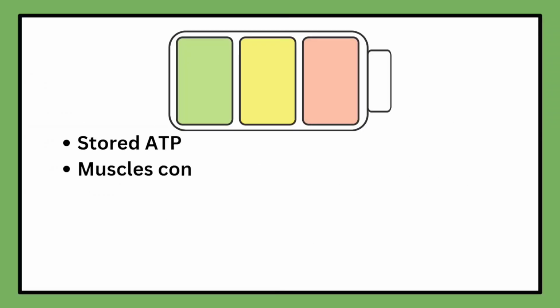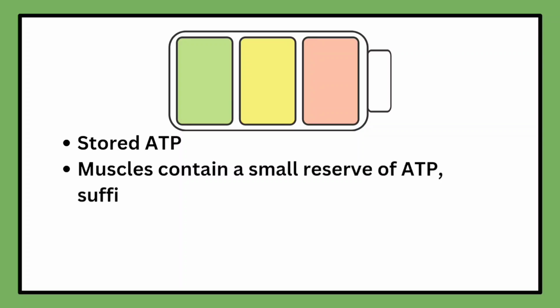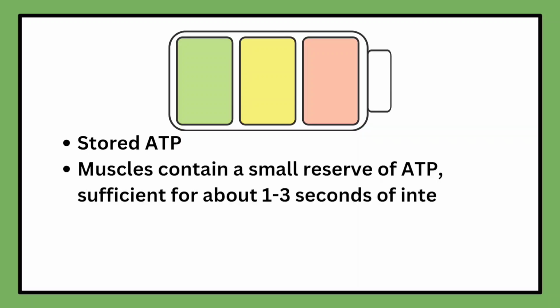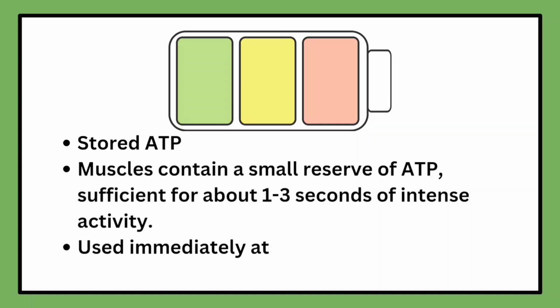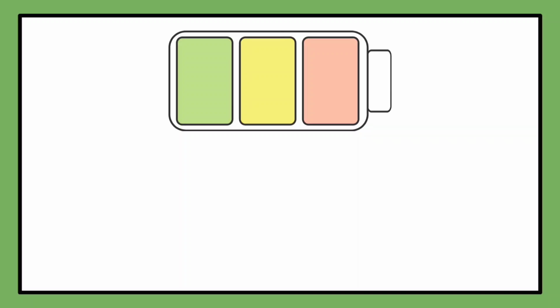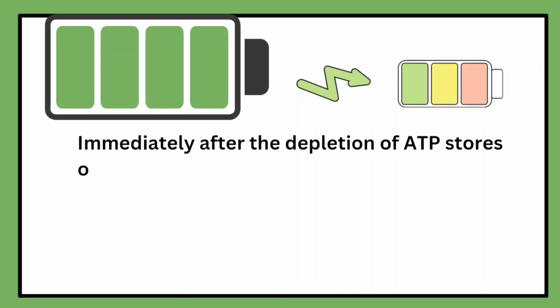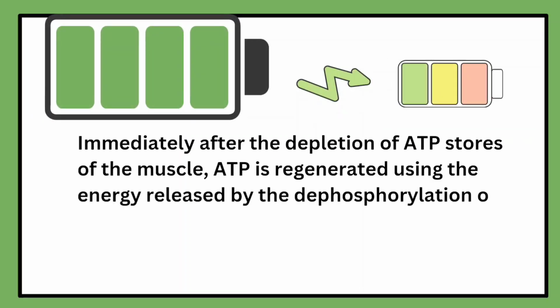The stored ATP is readily available. Muscles contain a very small reserve of ready-made ATP which is sufficient only for a few twitches, and this is sufficing only for 1 to 3 seconds of intense activity of muscle contraction. This is used immediately at the onset of contraction. Next, there is need for resynthesis of ATP. ATP can be resynthesized immediately after the depletion of ATP stores.